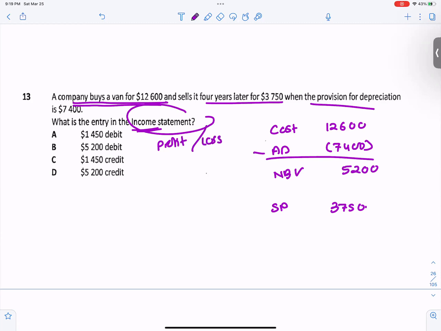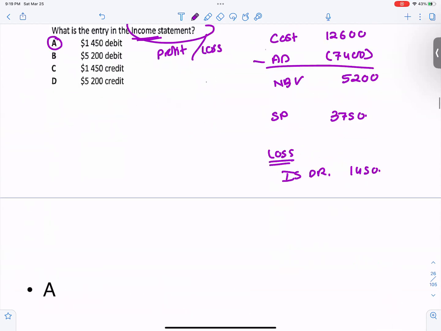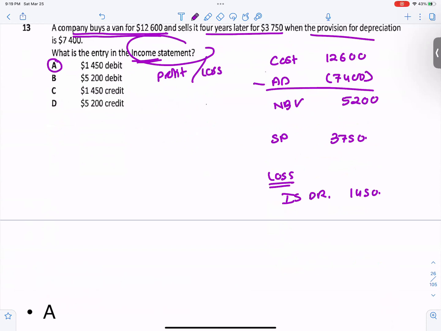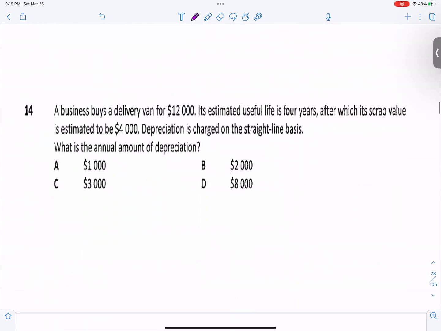It's a loss, so the income statement will be debited. How much? 1,450. Income statement will be debited by 1,450. So it's option A. You should be very familiar whether it's income statement debit or income statement credit. Now try this sum.